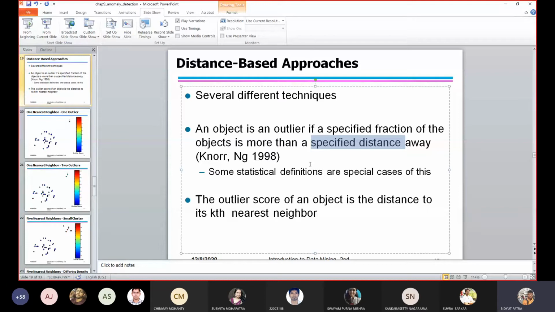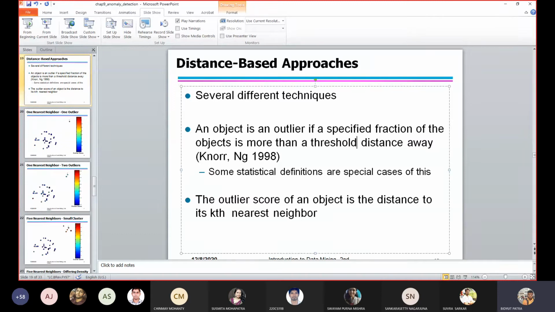Did you understand this part? So there are two parts. One is the specified fraction. Let's say 80% of the objects will be away from the object. And how far away? That will also be defined. That is the specified distance, or a threshold distance. So instead of specified, we can write a threshold distance away. This definition is quite famous.